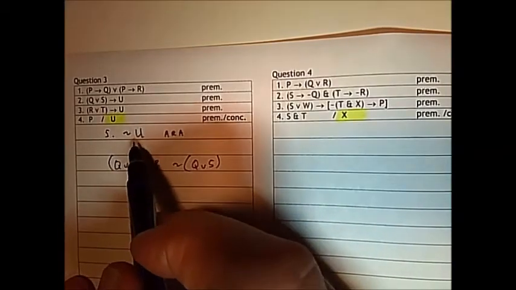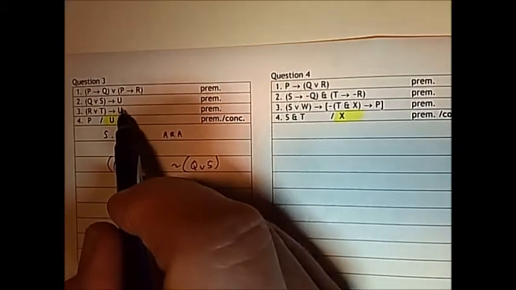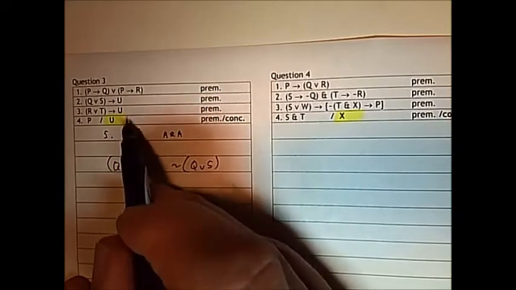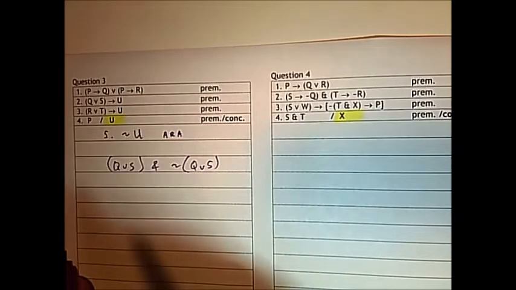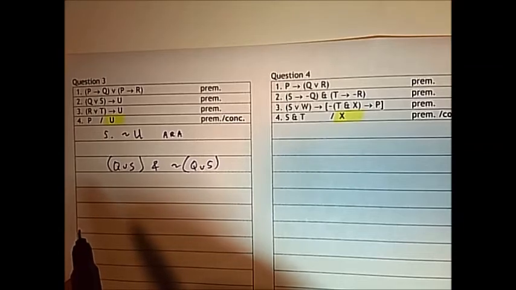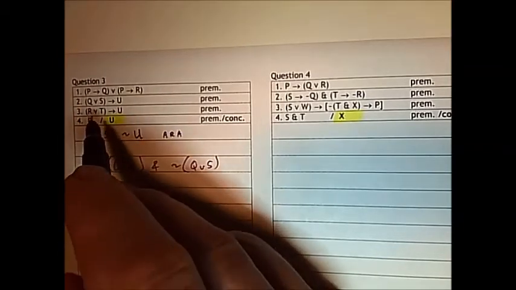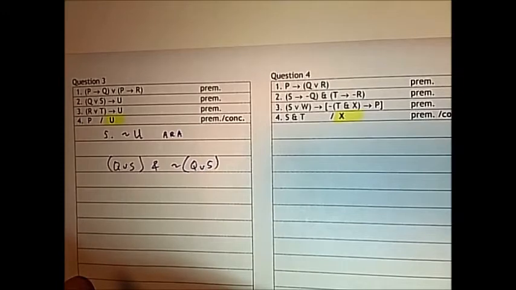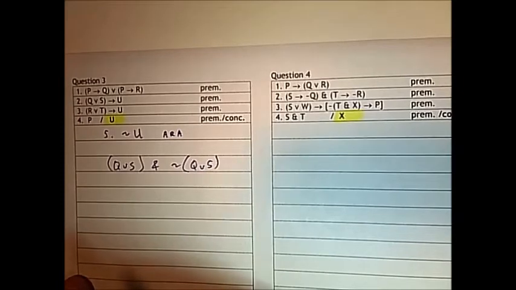But the first thing you're going to do is you're going to use that not U with line 2, and you can also use it with line 3 using modus tollens. And then when you've done that, you will follow that up quickly with using De Morgan's law, if you do your modus tollens right.